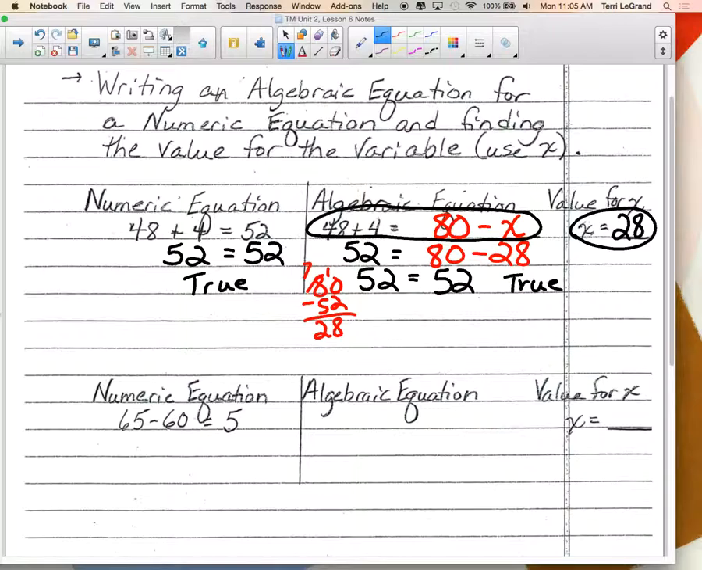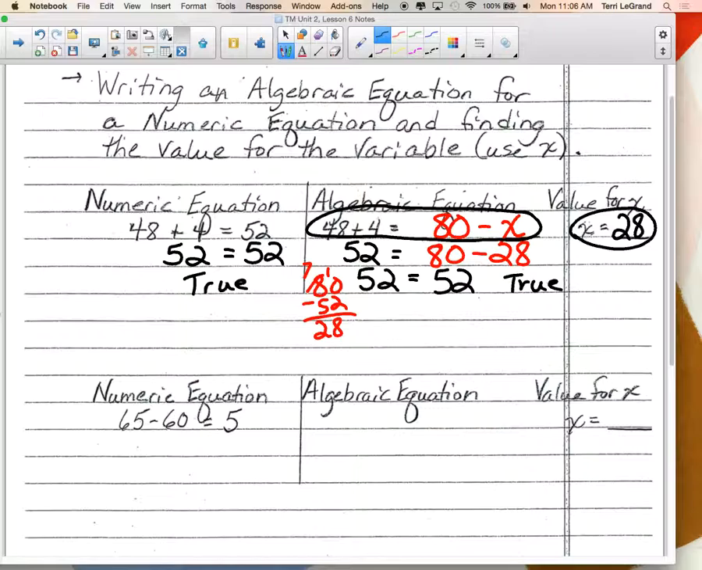Now, do you think there's any other algebraic equations we could have written? Yeah. Did we have to use 80? Do we have to use Wade's number? No. Could we have used 10? And then we would have had to get from 10 to what? 52. So would we have had to subtract again? 10 subtract something would be 52? No, 10 plus something would be 52, right?